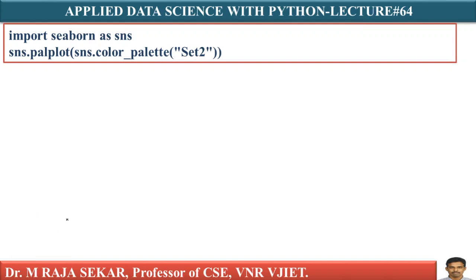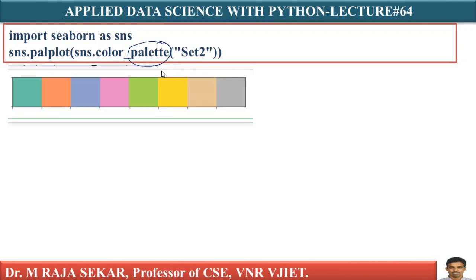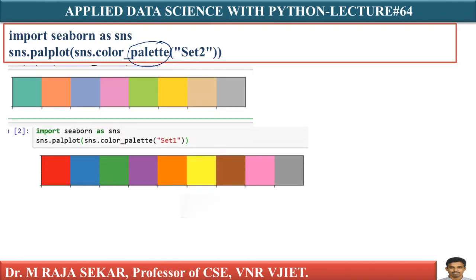In this lecture, I will continue my discussion on violin plots. In my last lecture, we were discussing palette. Now we will try to understand a few more things about palette. It can take values known as set1, set2, set3. What is the meaning of set1, set2, set3? We will try to understand.